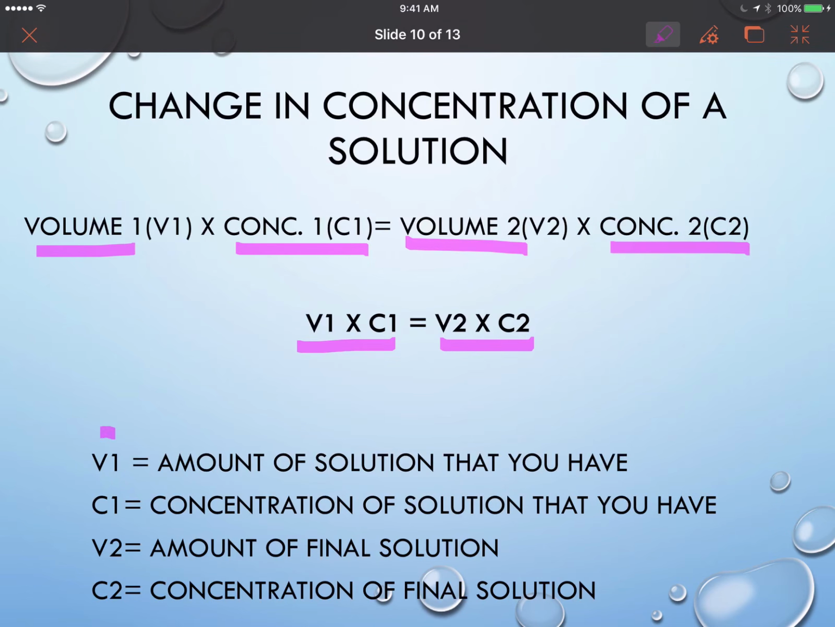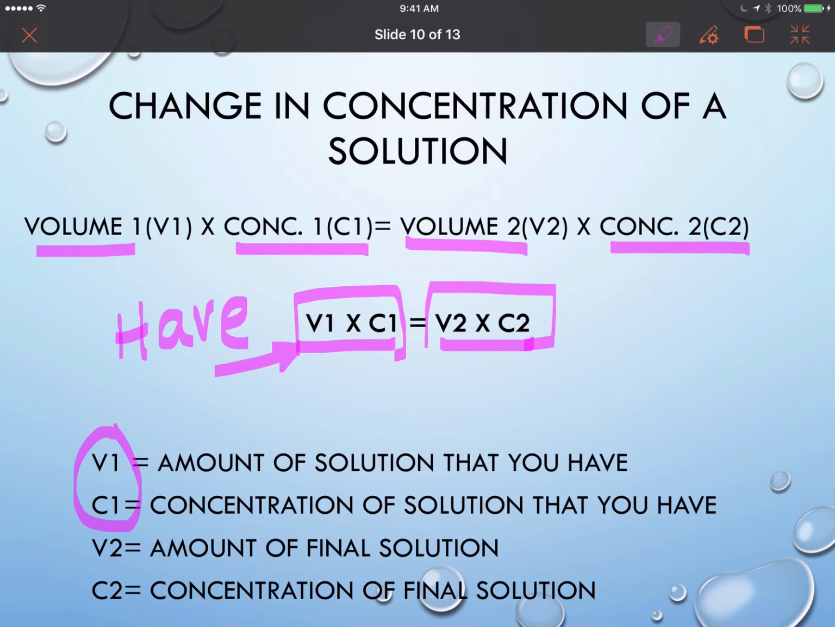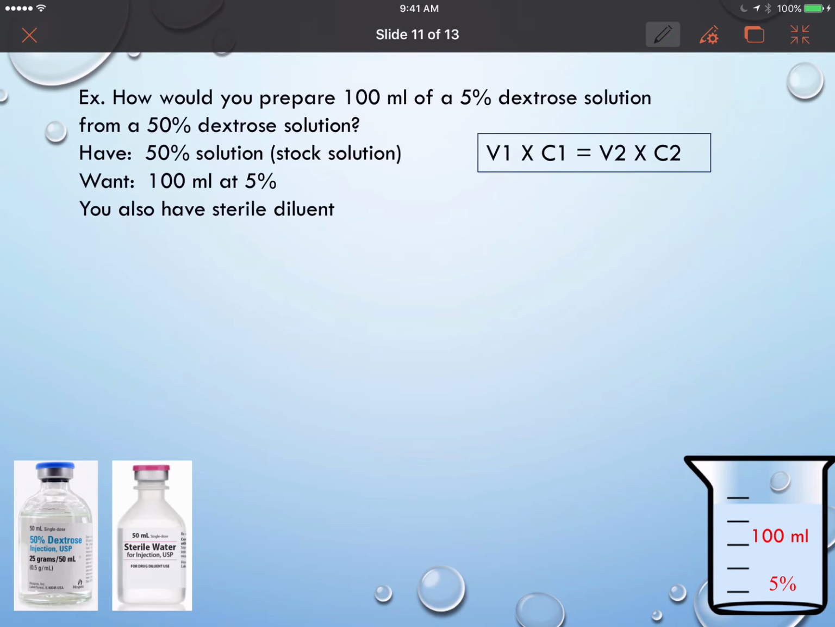Now, what you need to know is what the V's and what the C's mean. Let's say here that V1 and C1 over on the left is the amount of solution that you have and the concentration of solution that you have. Over on the right here, V2 and C2 are the amount and concentration of your final solution, or what you want to make, or what you need. Let's do an example to make this much easier to understand.